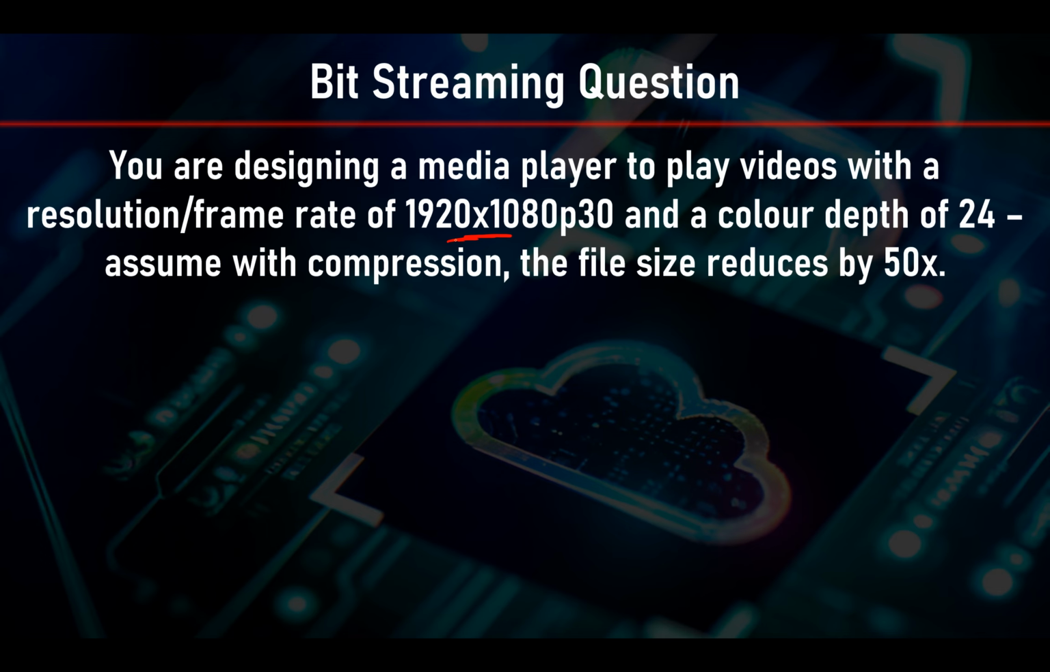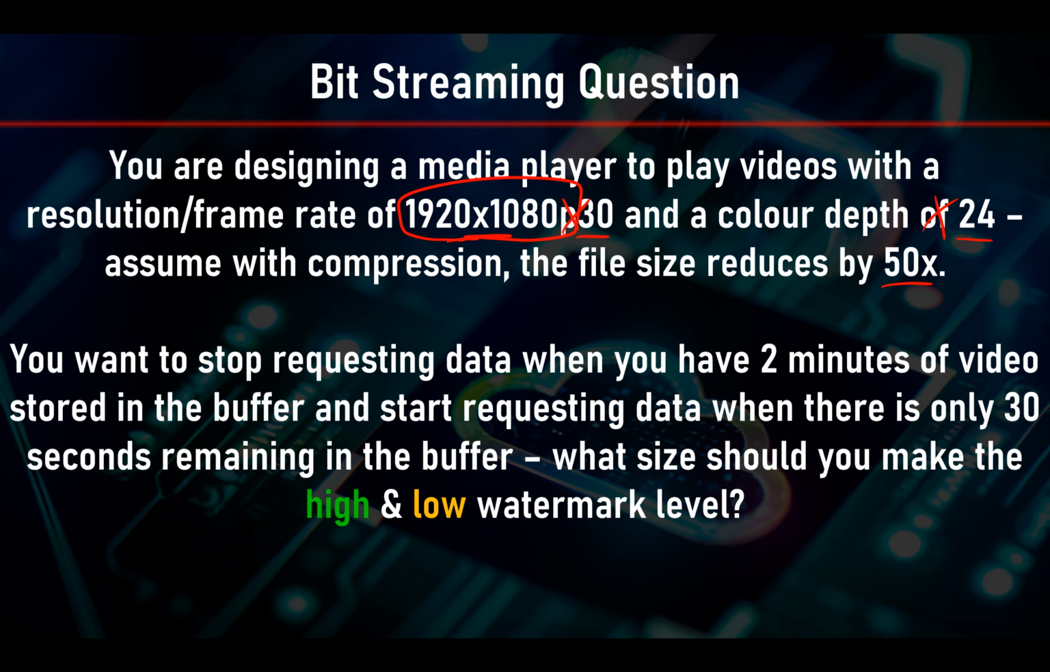Of course, it's the resolution, so this here, the resolution, is the number of pixels in each image. Then we've got 30 images per second. Then this is just how many bits are used for each pixel. So if we multiply 1920 by 1080, times 30, times 24, that's going to tell us how many bits for 1 second. Then we divide by 50, since compression is going to reduce it by 50.